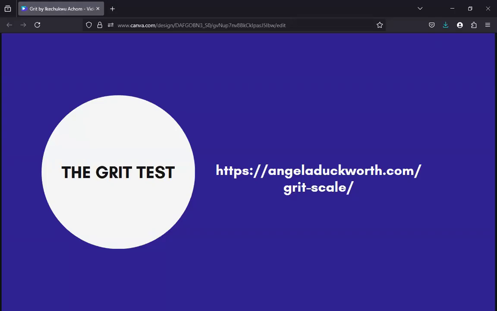You can actually check your grit level with this. If you answer the questions honestly, don't sabotage yourself, don't lie to yourself, you can actually get your grit score to know how much grit you actually have.